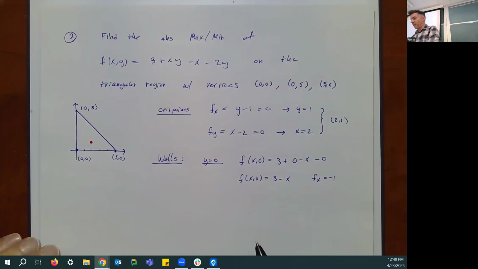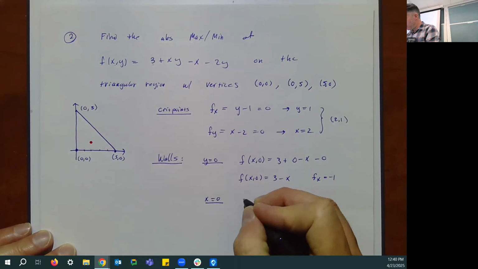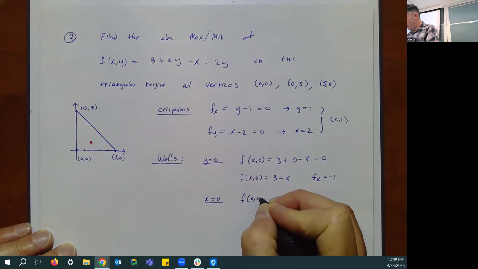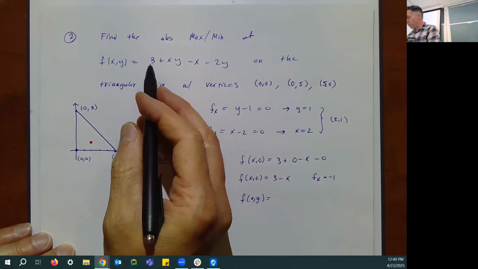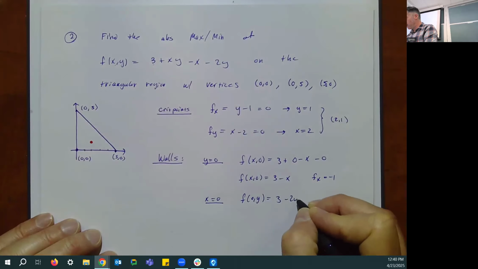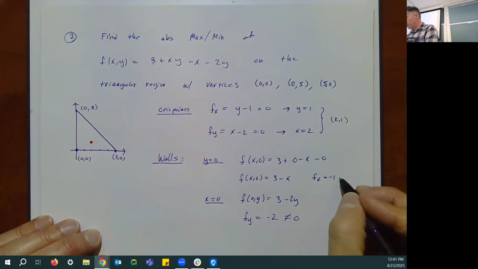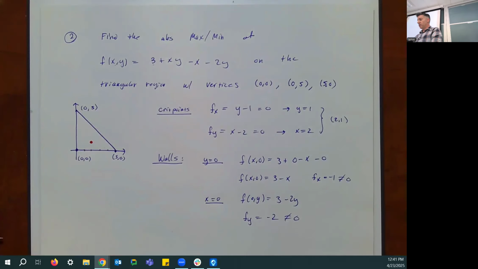And I think the same thing's going to happen along the other easy wall. We plug in x equal to 0. We get f of 0 comma y equal to 3 plus 0 minus 0 minus 2y. The partial derivative of that is -2. And again, -2 doesn't ever equal 0, just like -1 doesn't ever equal 0. So these two walls don't give us any new critical points.